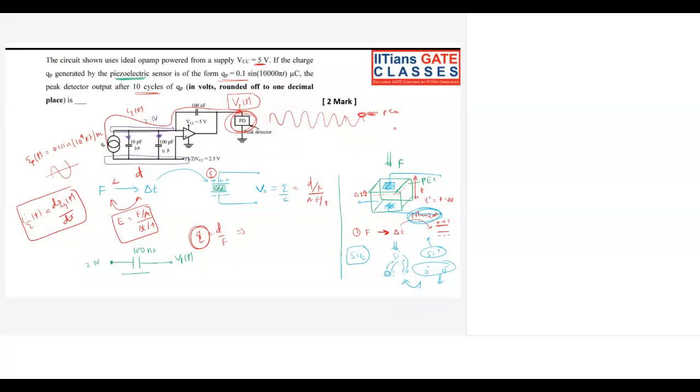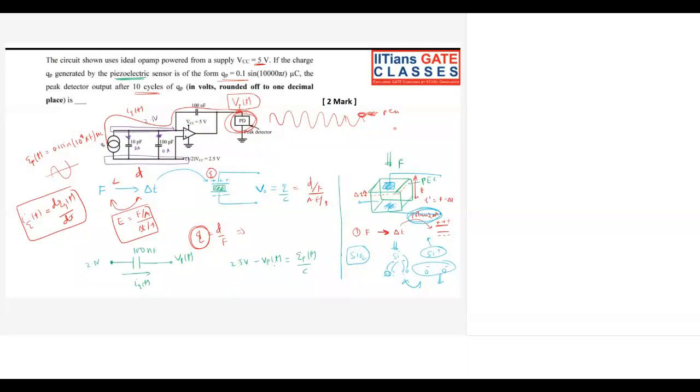So if iq of t is the current passing through it, we are having 2.5 volts, and then we can minus vp of t, then we are going to get the voltage drop across the 100 nanofarad capacitor. So what could it be? It could be q upon c. So 2.5 minus vp of t equals qp upon c.